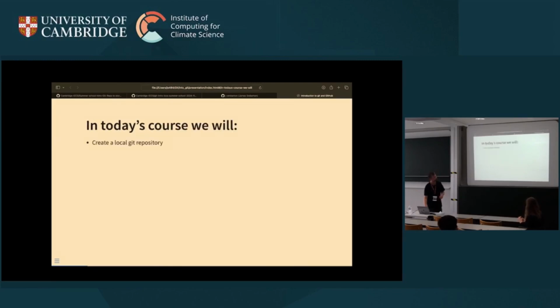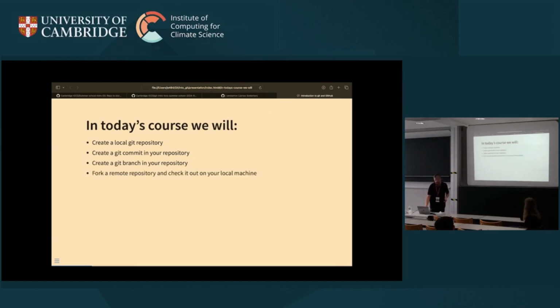So in today's course, we're going to start off by creating a local Git repository. We're going to create a file, and we're going to commit that file. We're going to branch from our main, and we're going to take you through what it means to do the branching process. Then we're going to have a bit more of a discussion about working with remotes.